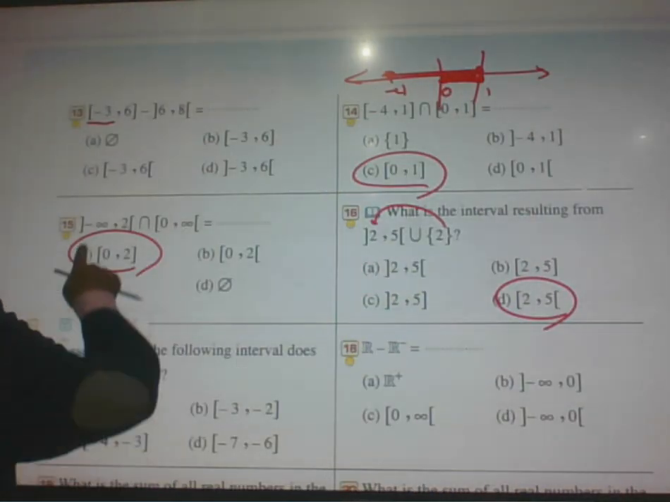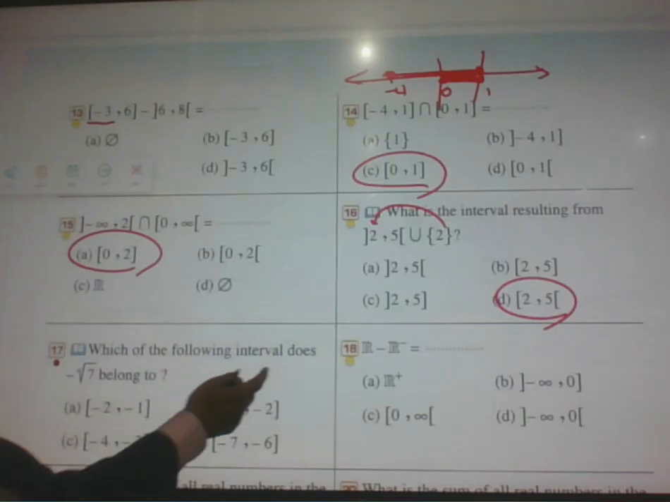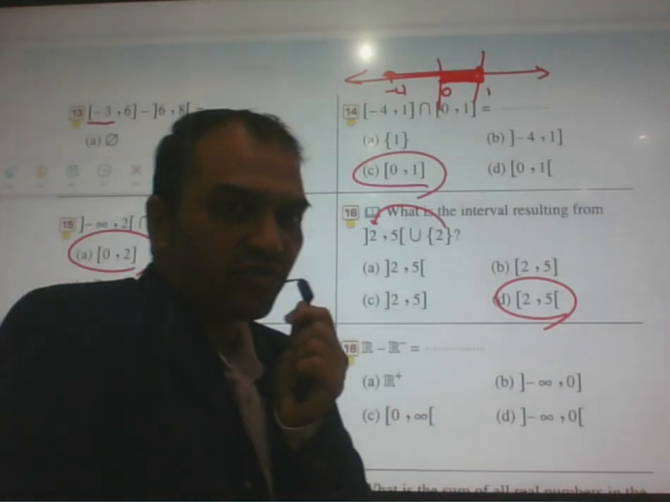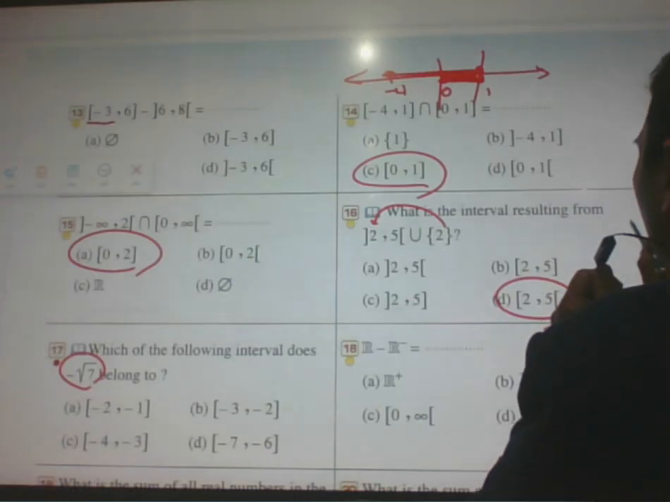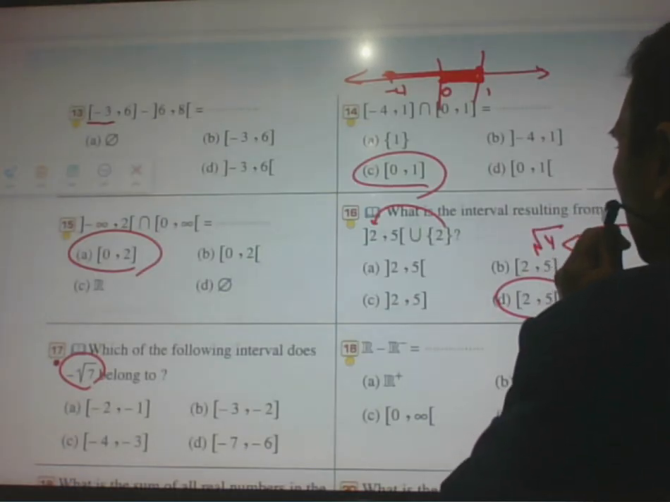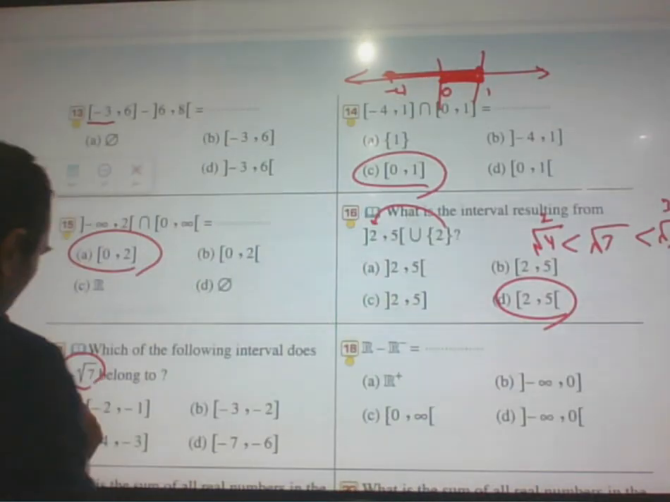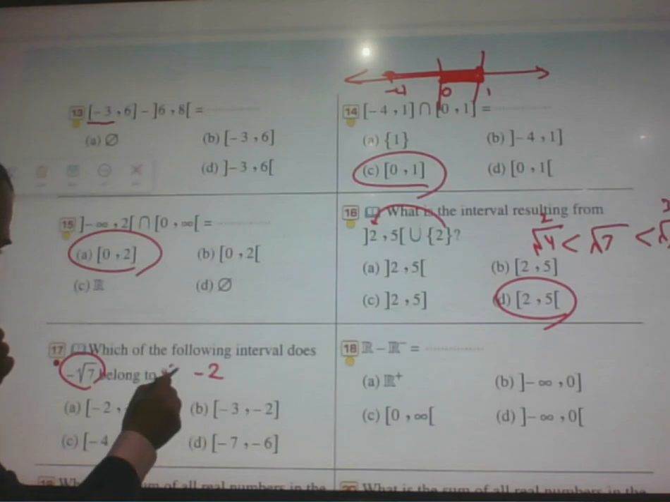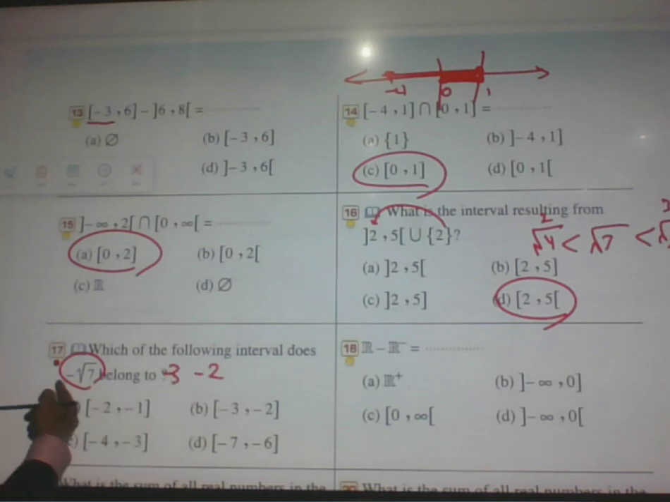Next question, Dawit. Which of the following intervals does -√7 belong to? Look at here, √7. Ask yourself, what is the value of √7? Lies between what and what? We know square root of 7 lies between, look at here, square root of 4 and square root of 9. It lies between 2 and 3. Okay, then negative root 7 lies between -2 and -3. This number lies between -3 and -2.